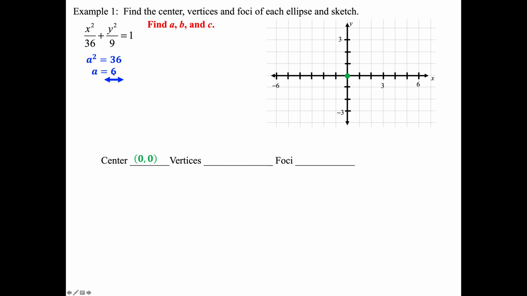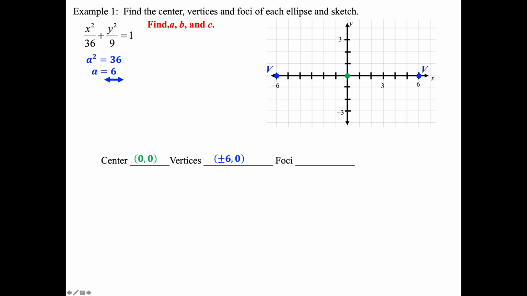A is equal to plus or minus 6, and I like to draw an arrow left and right because it was underneath the x, so that's my x-axis going left and right, so that's where I need to count. 6 to the left and 6 to the right. And so there's my vertices. You can write these as two separate points, 6, 0 and negative 6, 0, or use the plus or minus symbol. Either one's fine by me.